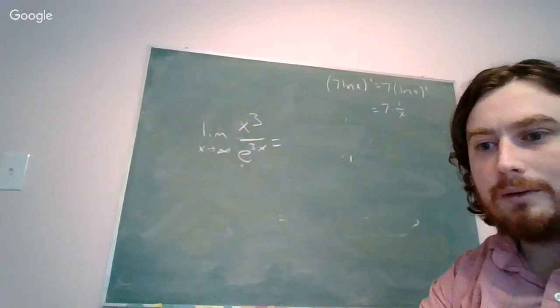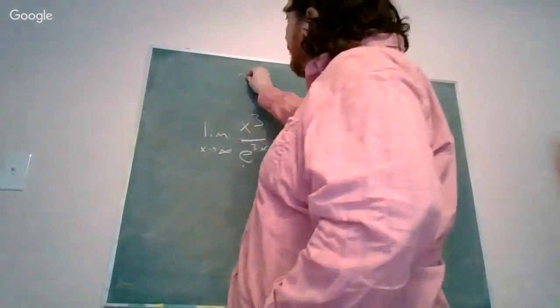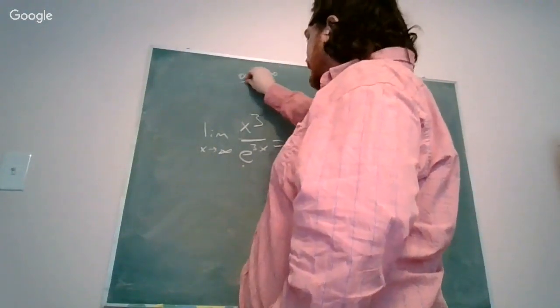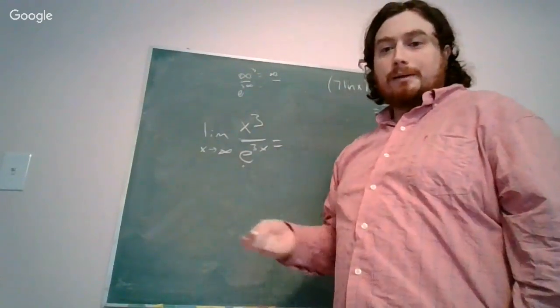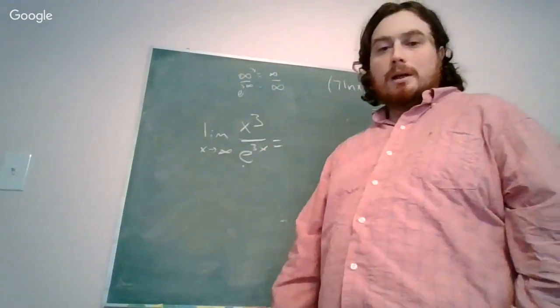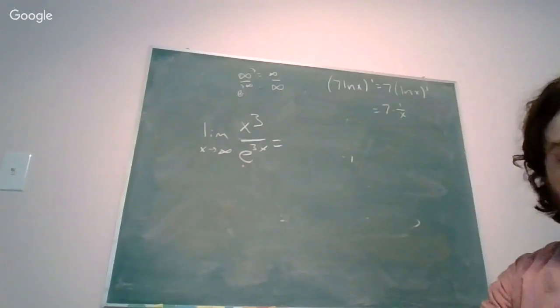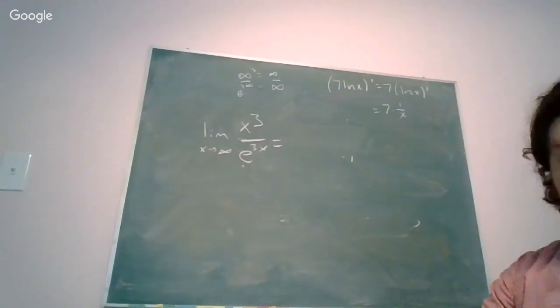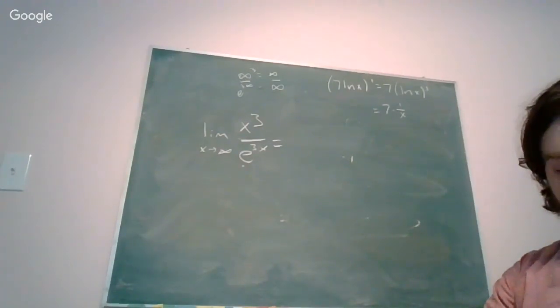Now, when I'm doing that, what I get on top is infinity cubed, which is infinity, over e to the 3 times infinity, which is e to the infinity. Well, e to the infinity is infinity, so we get infinity over infinity. Since we get infinity over infinity, we can use L'Hopital's rule. What L'Hopital's rule says is that we can take the derivative of the top over the derivative of the bottom.